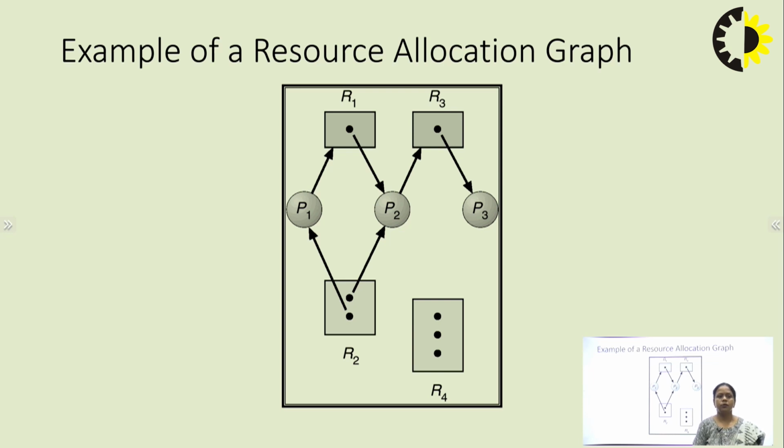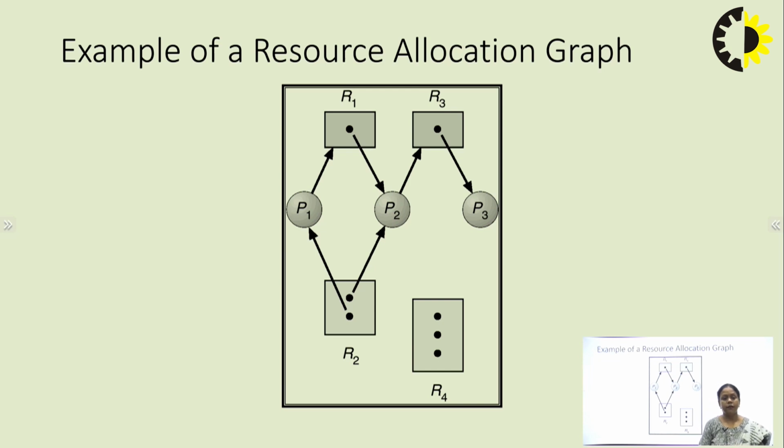Now an example of a resource allocation graph. You can see here in this diagram we have 3 processes and 4 resources. P1 has R2 and P1 is requesting R1. P2 has R1, but it is requesting R3. It also has one instance of the R2 resource, and P3 has R3. And here we have R4, which has 3 instances. So this is an example of a resource allocation graph.